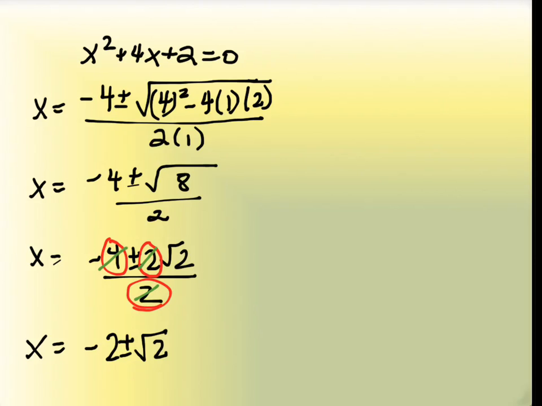So I do have 2 answers. In fact, I'll write them that way. Let me do that. I have negative 2 plus the square root of 2, and I have negative 2 minus the square root of 2. There are 2 answers here because of that plus or minus.